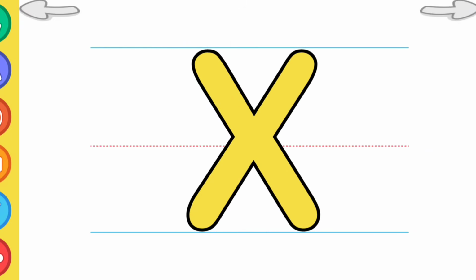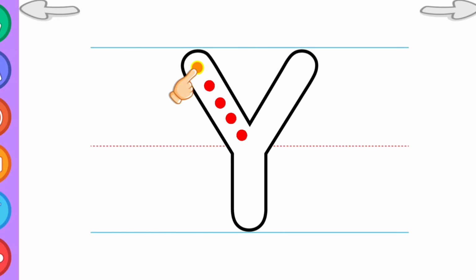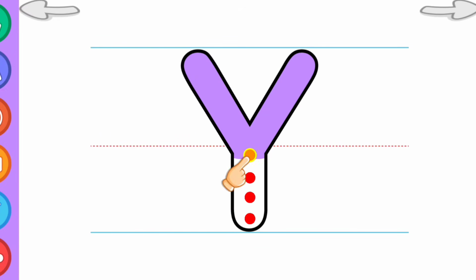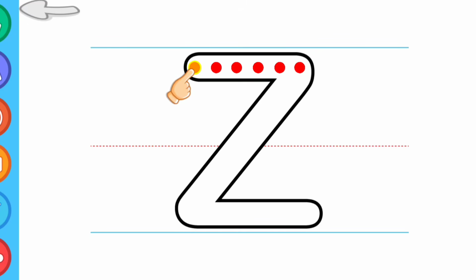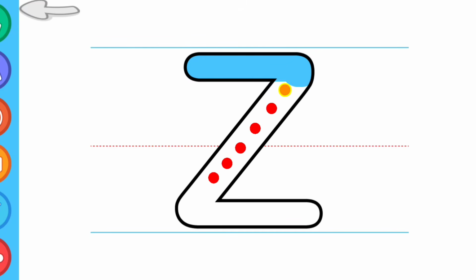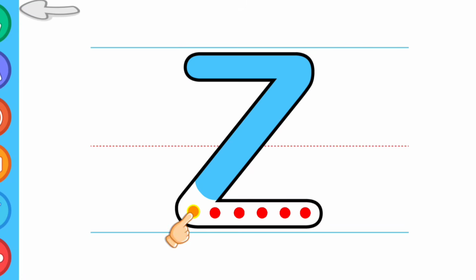X for xylophone. Y. Purple. Y for yak. Z. Blue. Z for zebra.